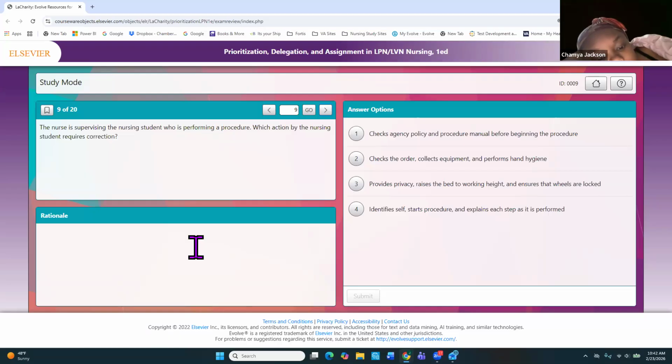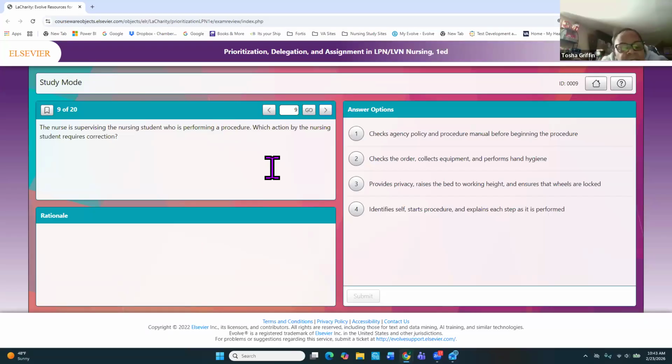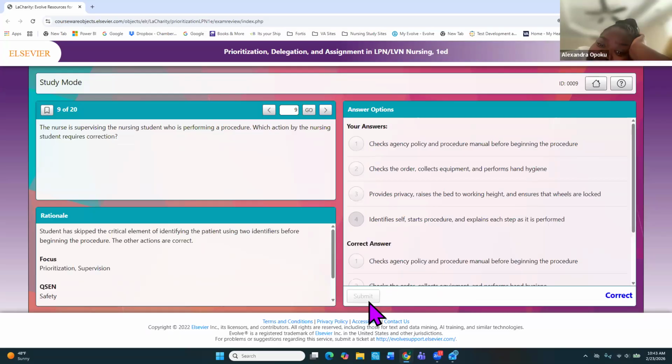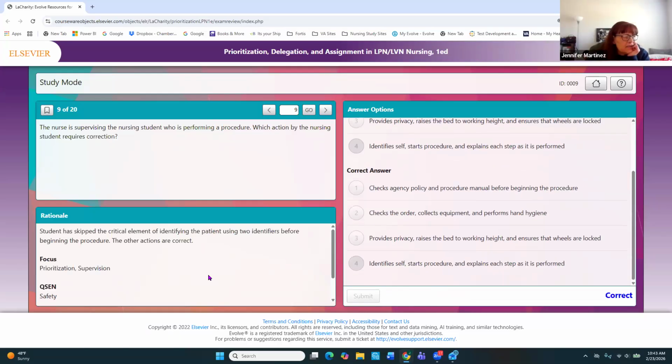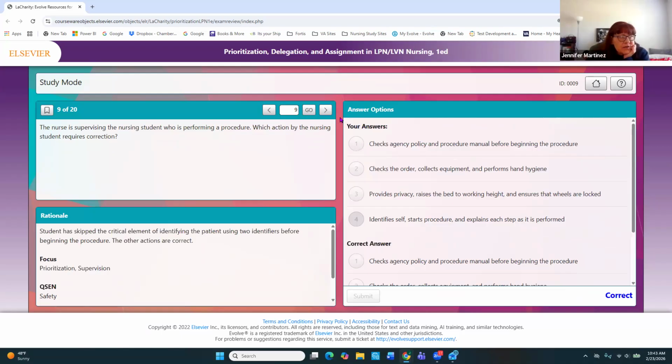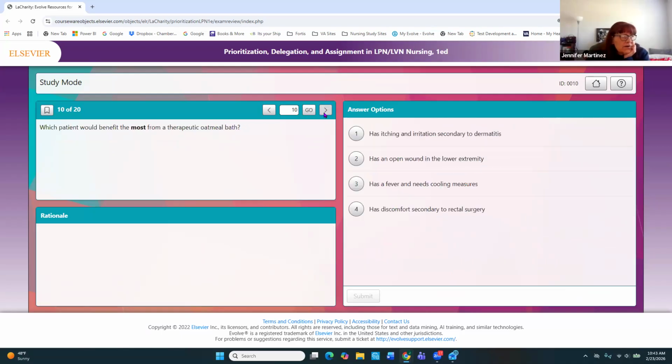Four. Four, because she didn't wash her hands. Four. All right. Yes. The student has skipped the critical element of identifying the patient using two identifiers before beginning the procedure, and the other actions are correct. So good job. All right.